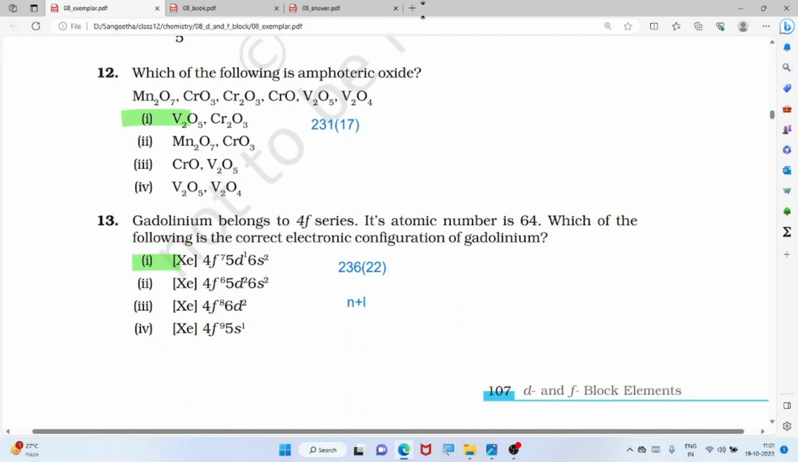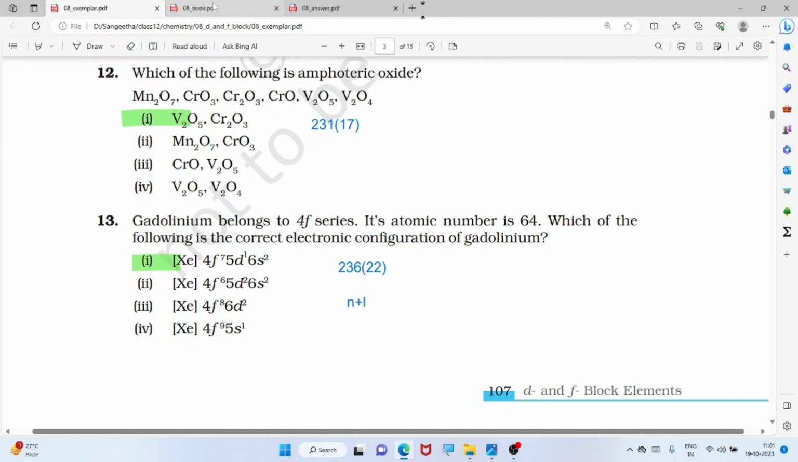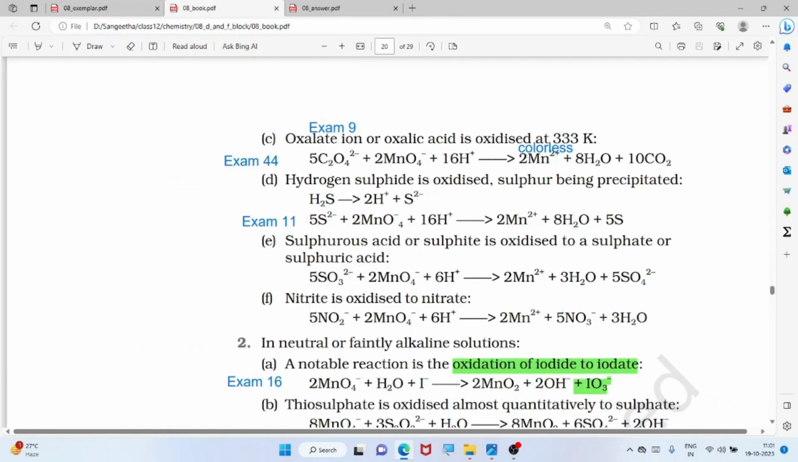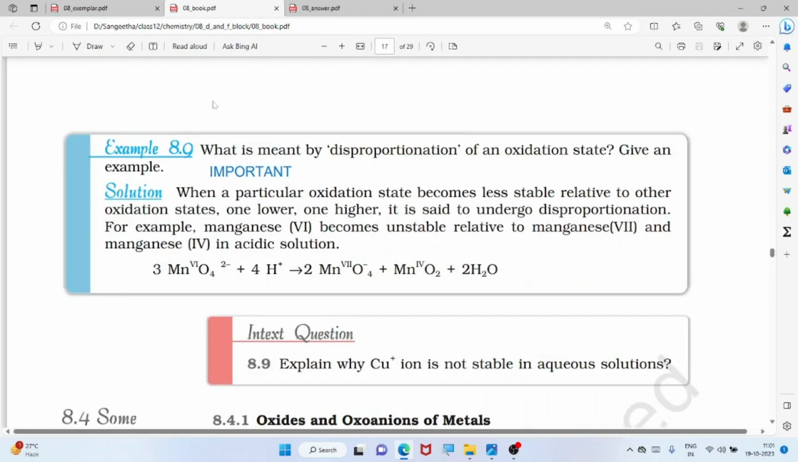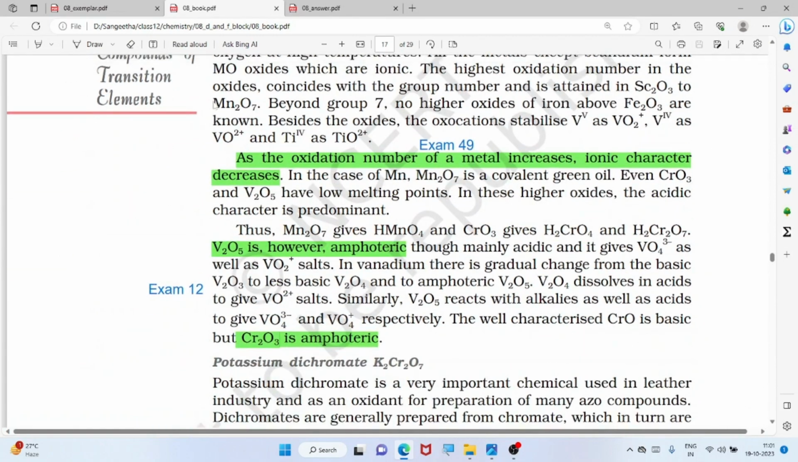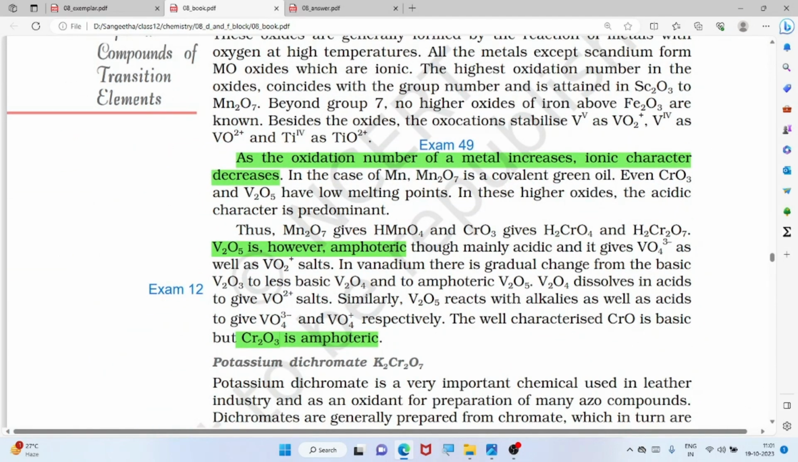Which of the following is an amphoteric oxide? Amphoteric means it behaves as an acid as well as a base, okay. So here you see these two are amphoteric.